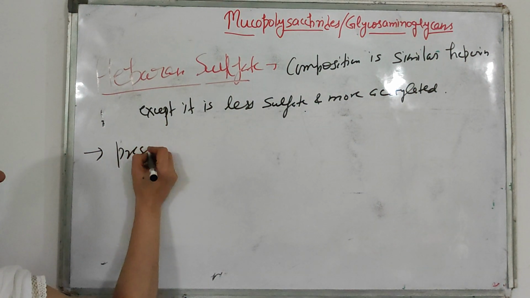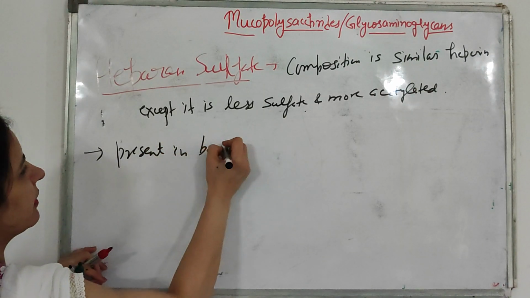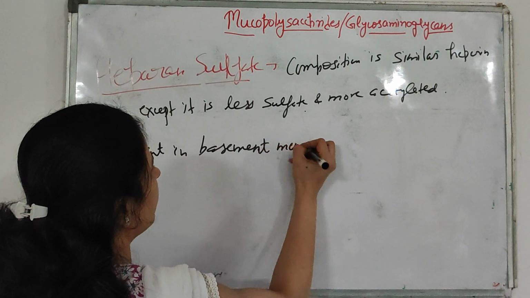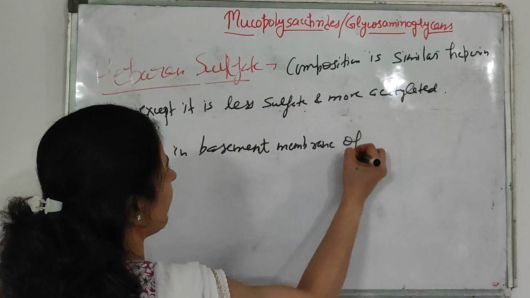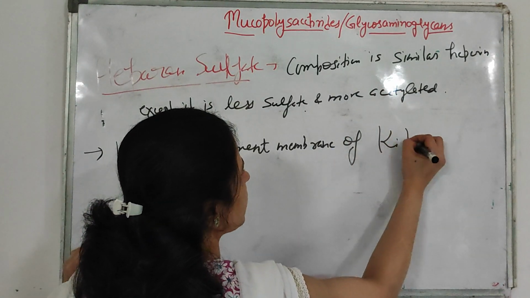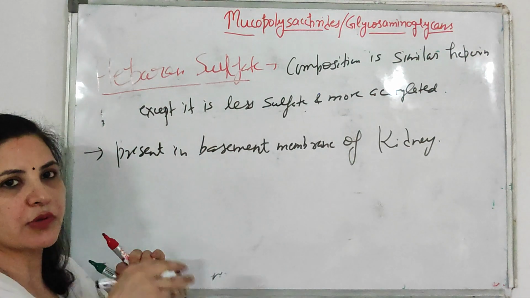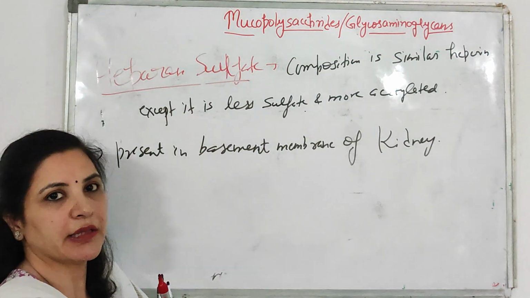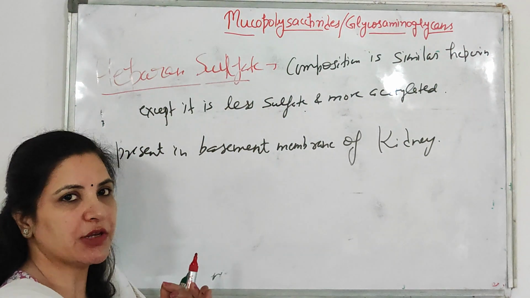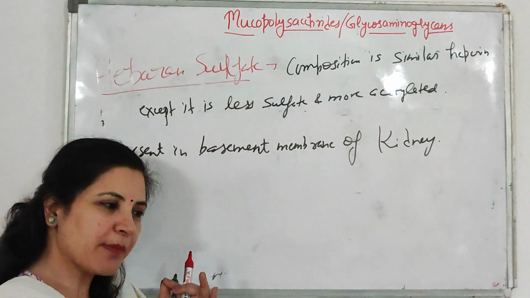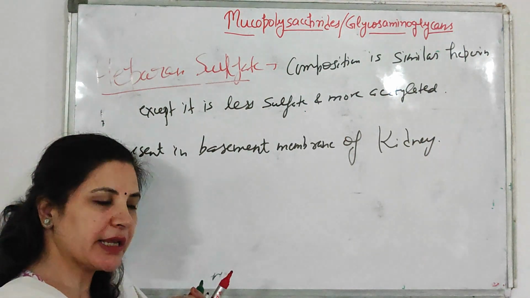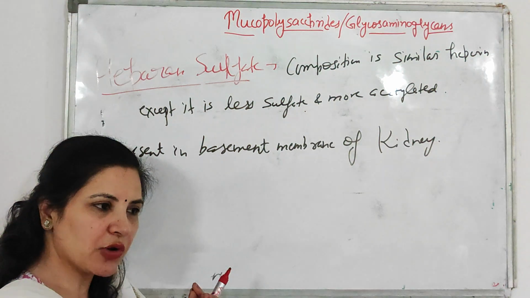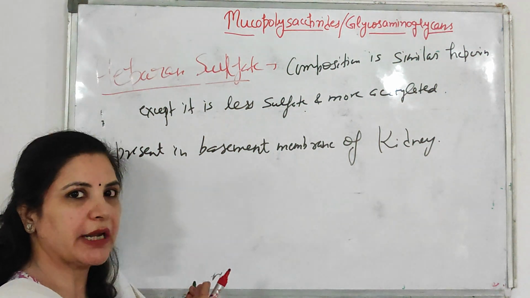Now what is the function of heparin sulfate? Where is it present? It is present in the basement membrane of the kidney. The basement membrane of Bowman's capsule is made up of heparin sulfate, and this is the reason why albumin is not normally present in the urine, because heparin sulfate is negatively charged and it forms the boundary of the basement membrane of Bowman's capsule, so the ultimate charge on the basement membrane is negative.